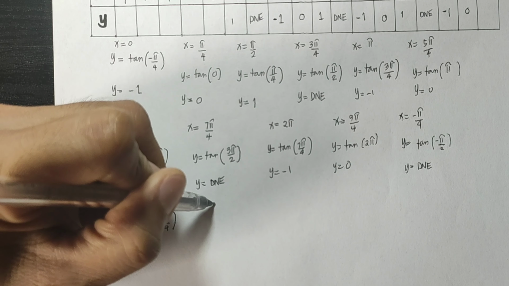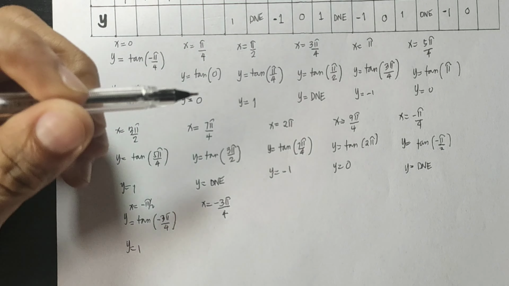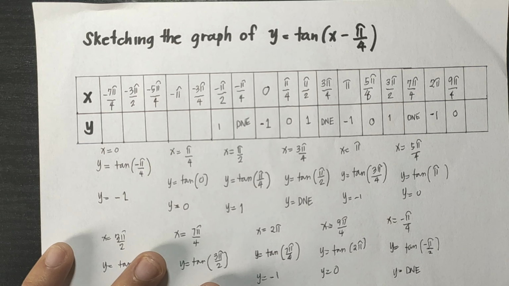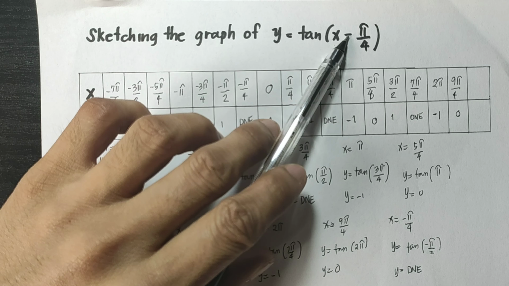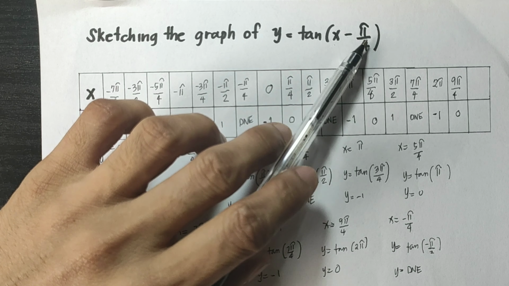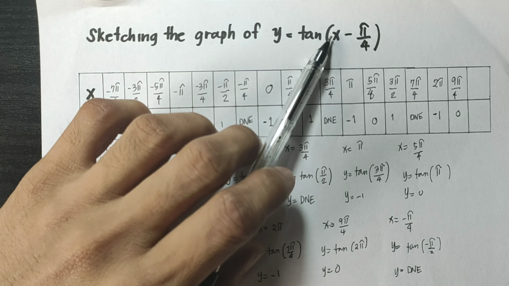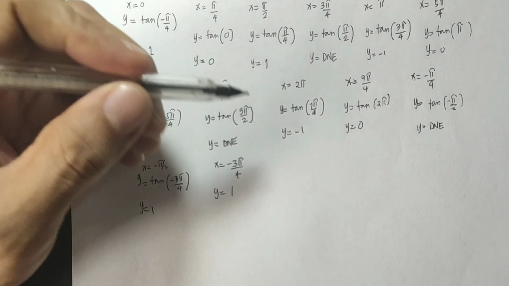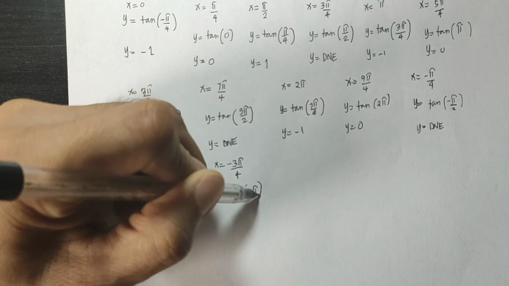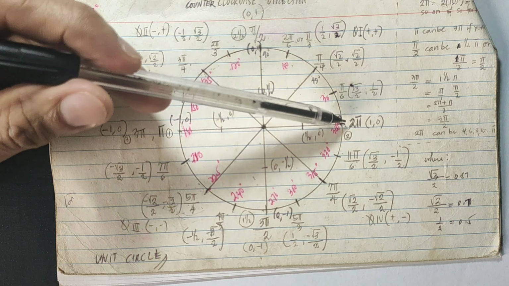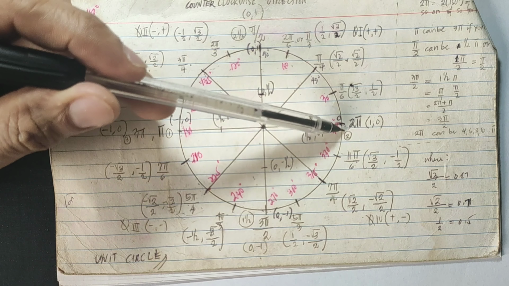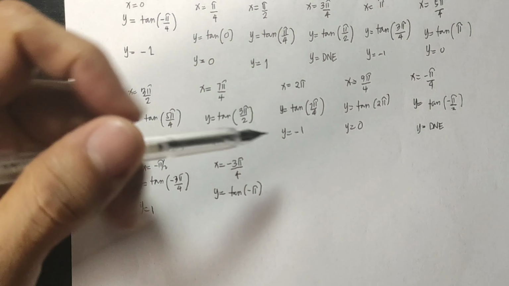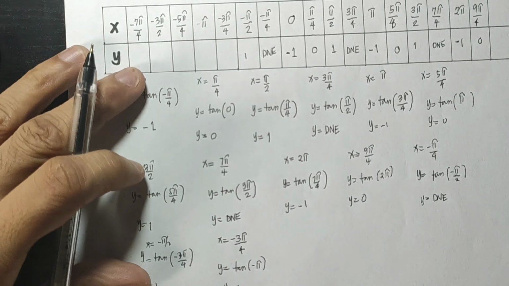When your x now is negative 3 pi over 4, what will be the value of y? So we have here negative 3 pi over 4 minus pi over 4, the same denominator. So negative 3 pi minus 1 pi is negative 4 pi, divided by 4 is negative pi. So what is now the tangent of negative pi? Negative pi is half of the complete revolution, but it's in the clockwise direction. So the tangent of this is 0 over negative 1, which is 0. So y now is 0.